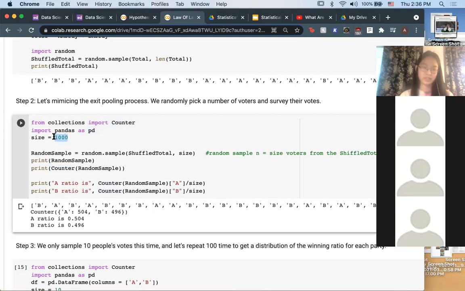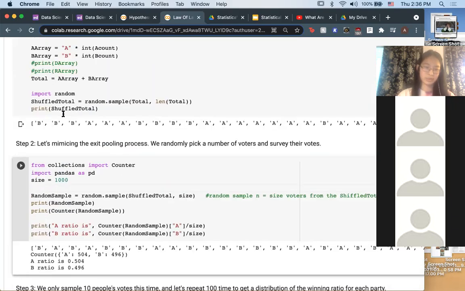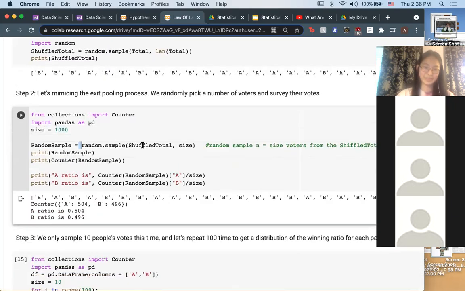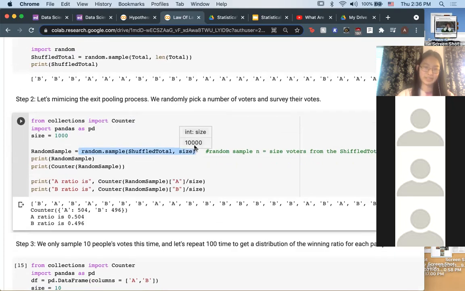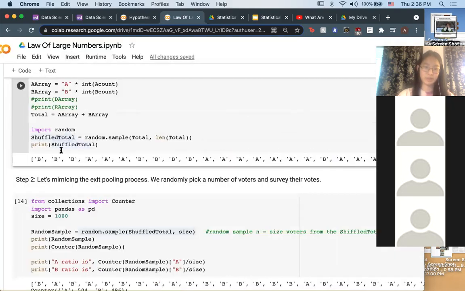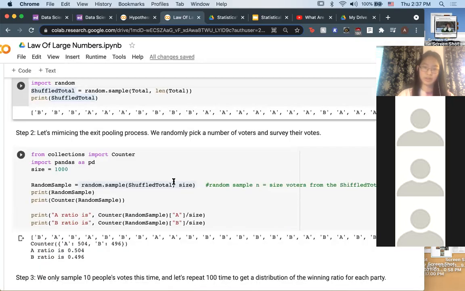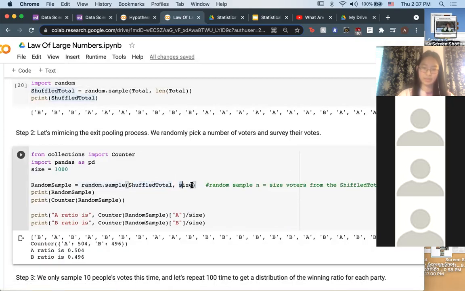So, let's say your sample size, you want to pull 1,000 people out of your 100,000 population. That's going to be your sample. So you can use, I believe it's still import random here, you can use your random sample. And basically shuffled total is this population, if you remember. So out of shuffled total, we're picking 1,000 people.